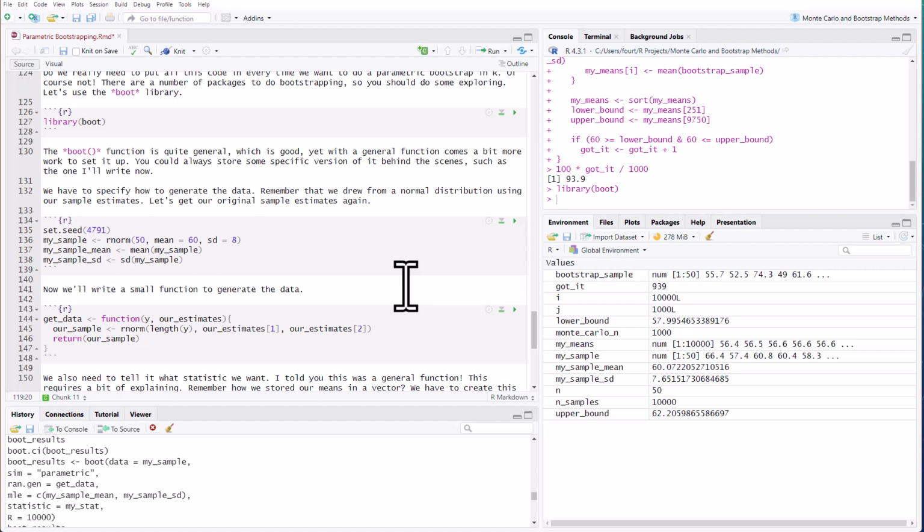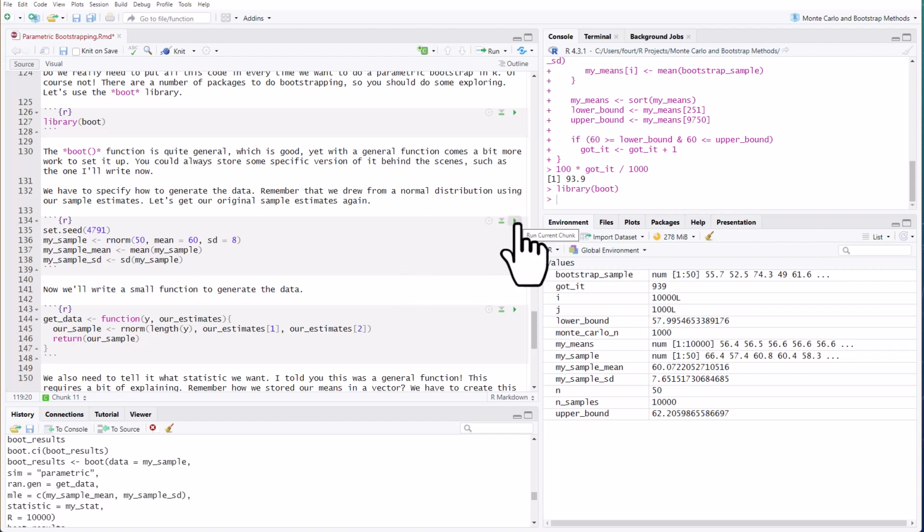We have to specify how we're going to generate our data because remember, doing parametric bootstrapping doesn't mean that you're always going to use a normal distribution. Maybe you're going to use a uniform distribution. Maybe you're going to use a t-distribution, and a t-distribution only has one parameter, whereas the normal distribution has two and the uniform distribution has two. So we don't even know how many parameters we're going to have. So that's why we have to specify how we're going to generate the data. Now we drew from a normal distribution.